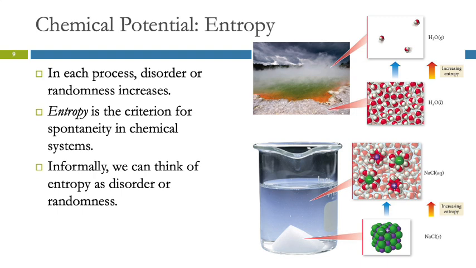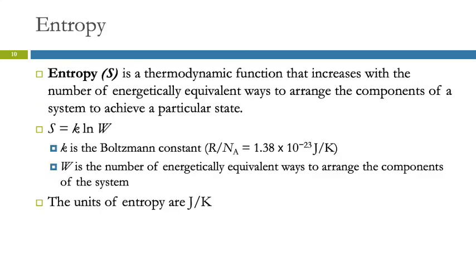So in each of those processes, we just looked at the ice melting. Here is water evaporating, and here is sodium chloride dissolving. In each process, the disorder or randomness of the system increases. So entropy is a criterion for spontaneity. Informally, we think of it as an increase in disorder or an increase in randomness. Maybe that's on the next slide. No, it isn't. Okay.